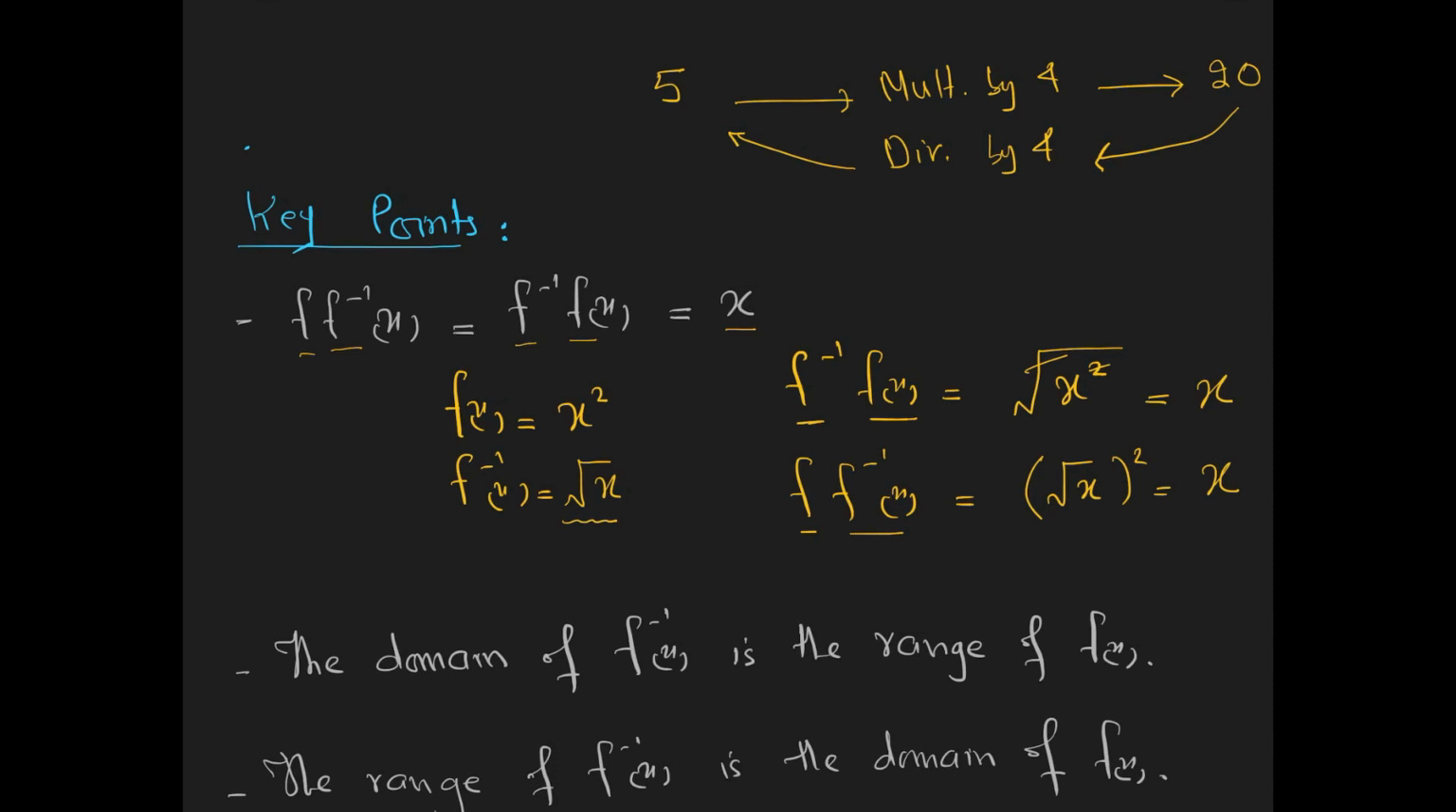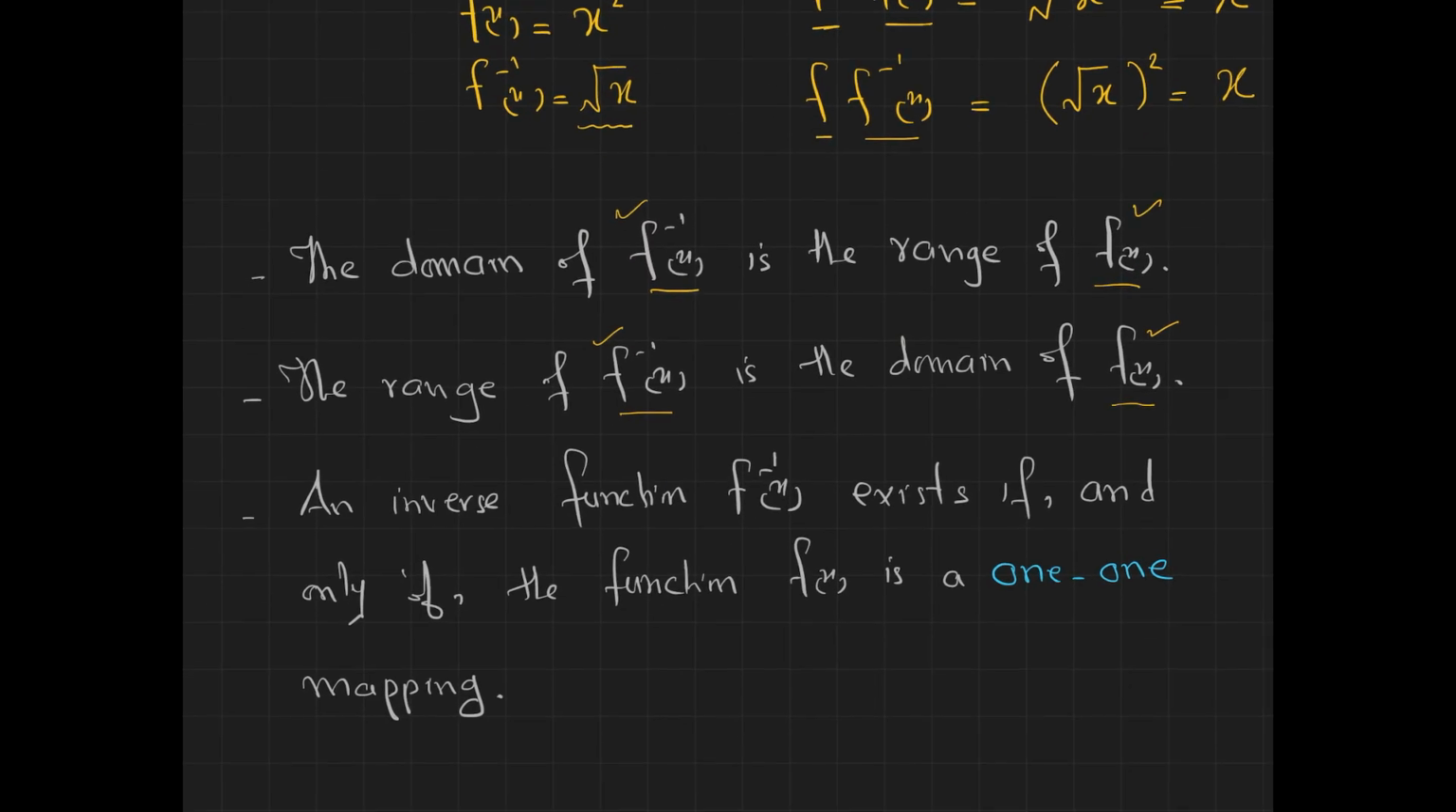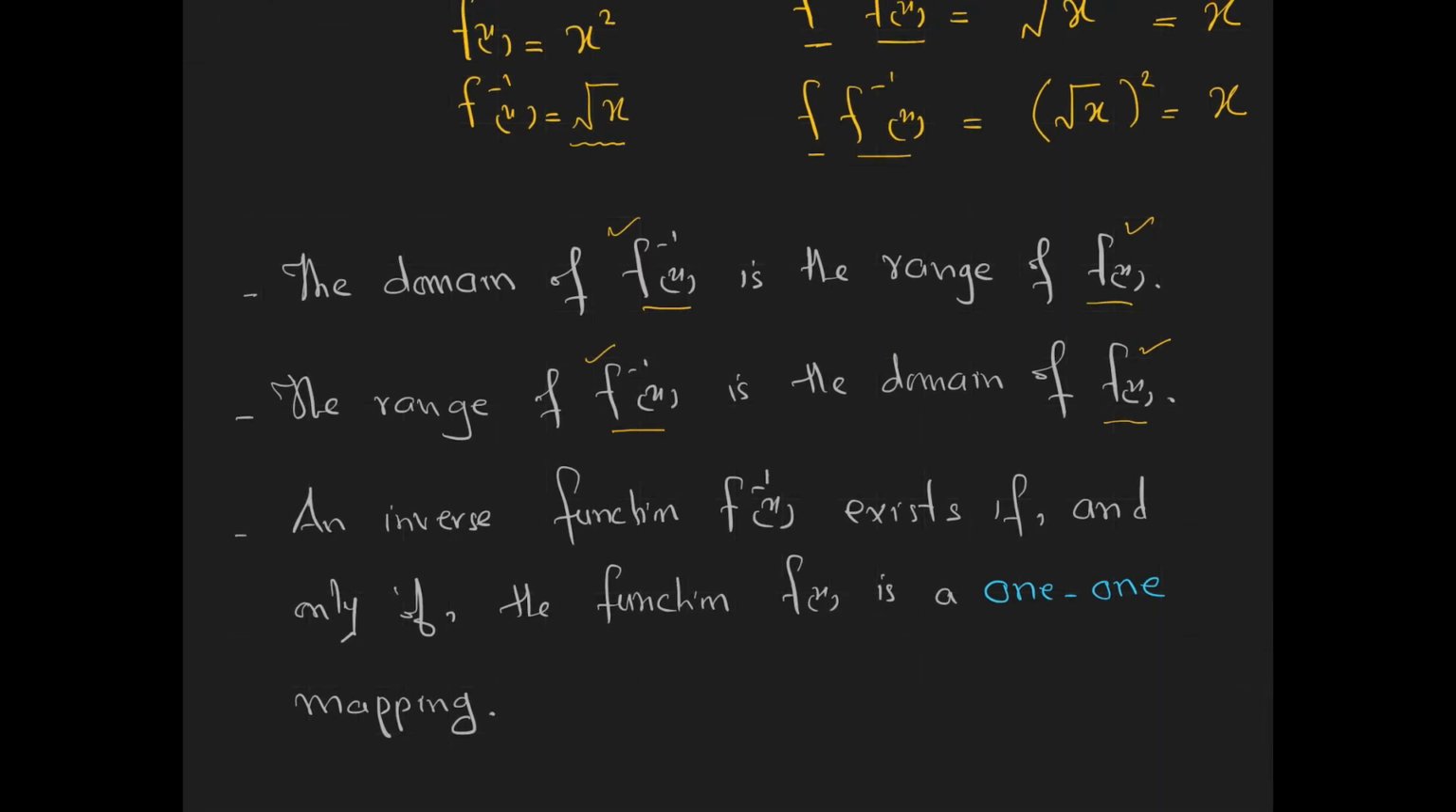Then we have the domain of f inverse x is the range of f(x), and the range of f inverse x is the domain of f(x). So if you know the domain and range of the function f(x), you can easily work out the domain and range of its inverse. And finally, an inverse function f inverse x exists if and only if the function is a 1-1 mapping. It means that for a many-one function, inverse does not exist.